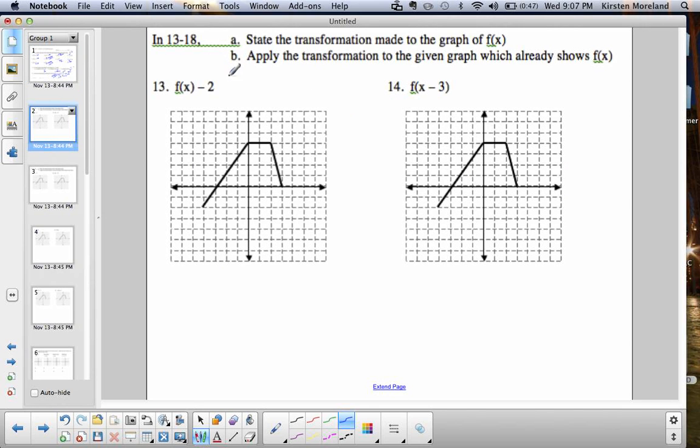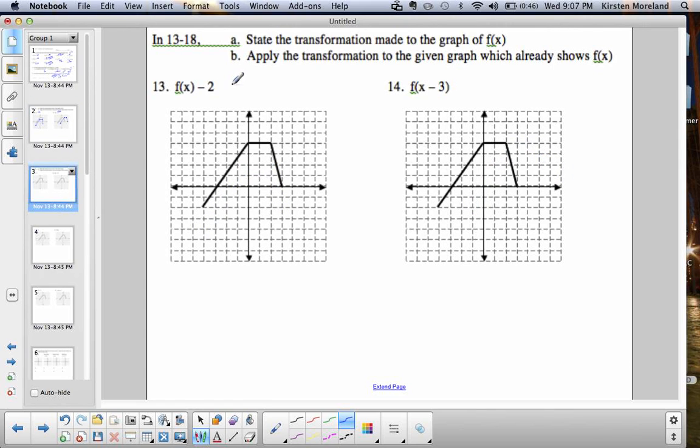Right, now we're going to get to some graphs. So you should have written the words down 2. So you're going to take each one of these points and shift it down 2. And then connect it. So there's my transformed graph. This one is going right 3, so I'm going to take each point and shift it right 3. And connect it. The whole graph is shifted right 3.